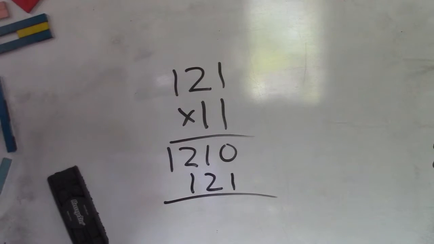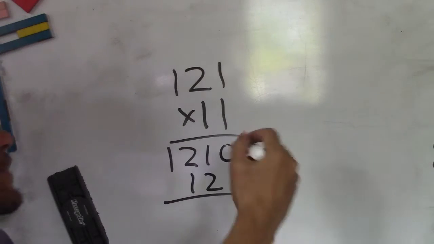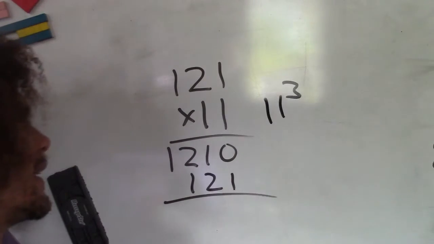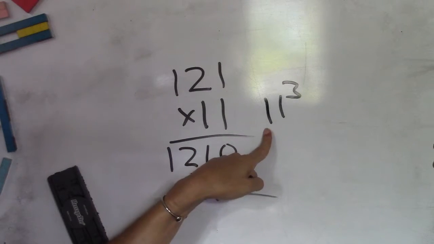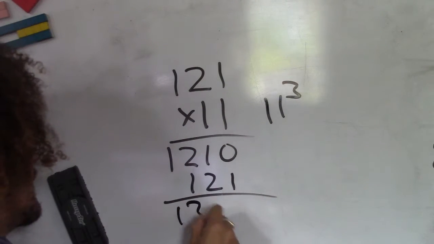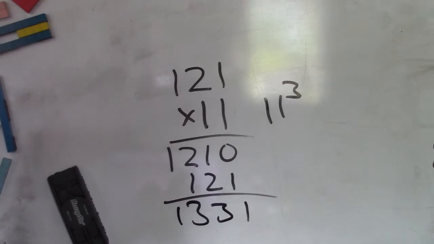So it is 1,331. There you go. Done. And that just so happens to be the same thing as 11 cubed, because 11 times 11 is 121, and times 11 again. So this is just for fun, practicing our cubes.